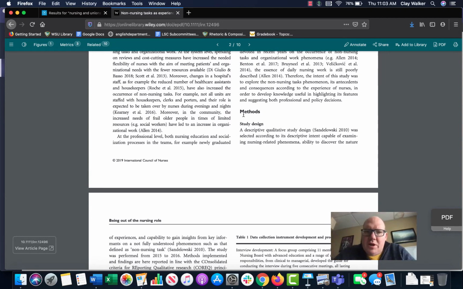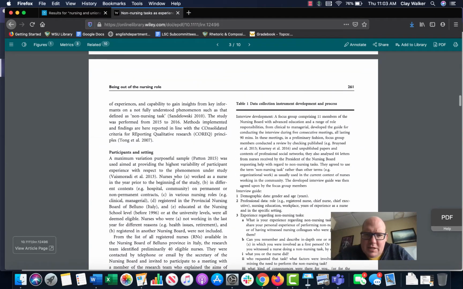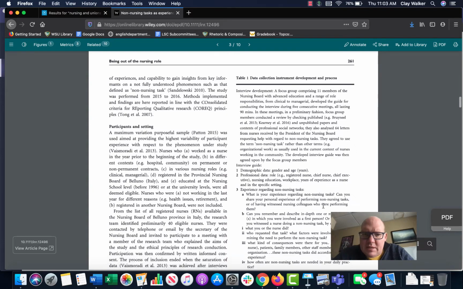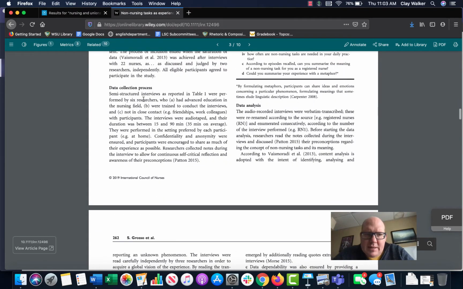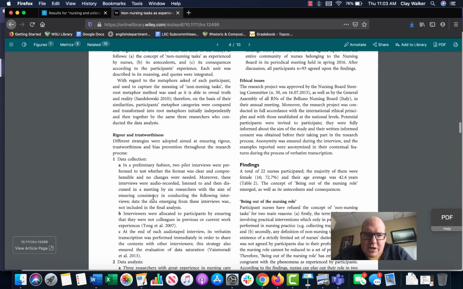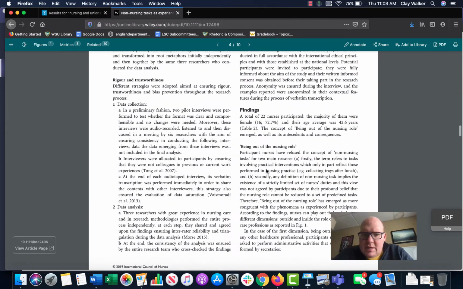So we're going to do introduction. We'll have methods. So it's to describe the method, the participants and setting. We've got here some of the data instruments, the interview questions, it looks like. Then we're going to talk about the data collection process, the analysis of the data. It's going to address rigor and trustworthiness. This is all still methods. Then ethical issues. Next, we're going to talk about the findings.